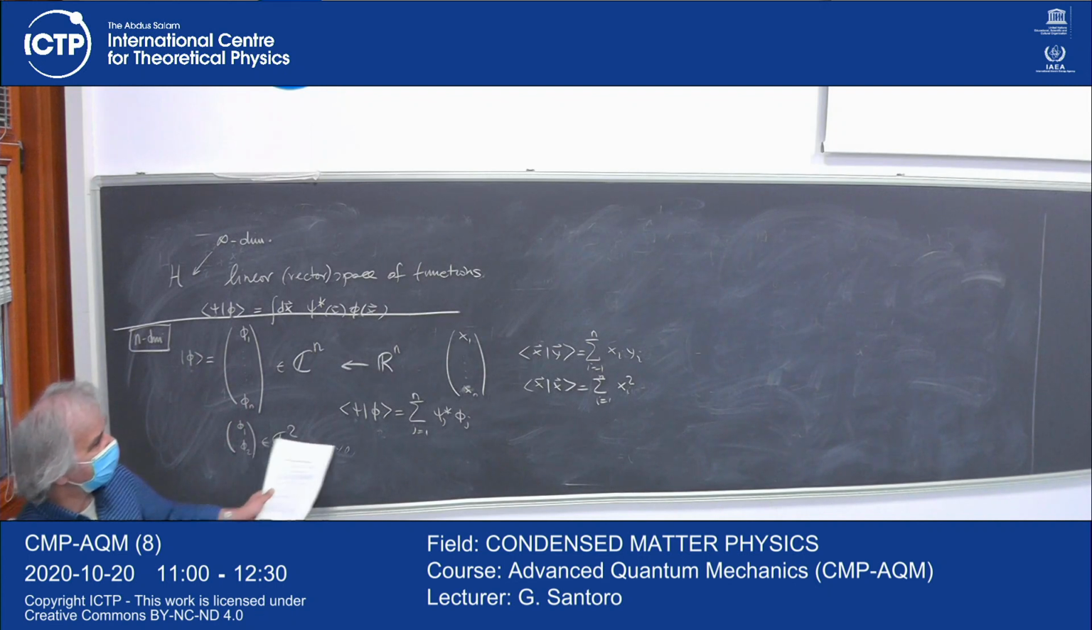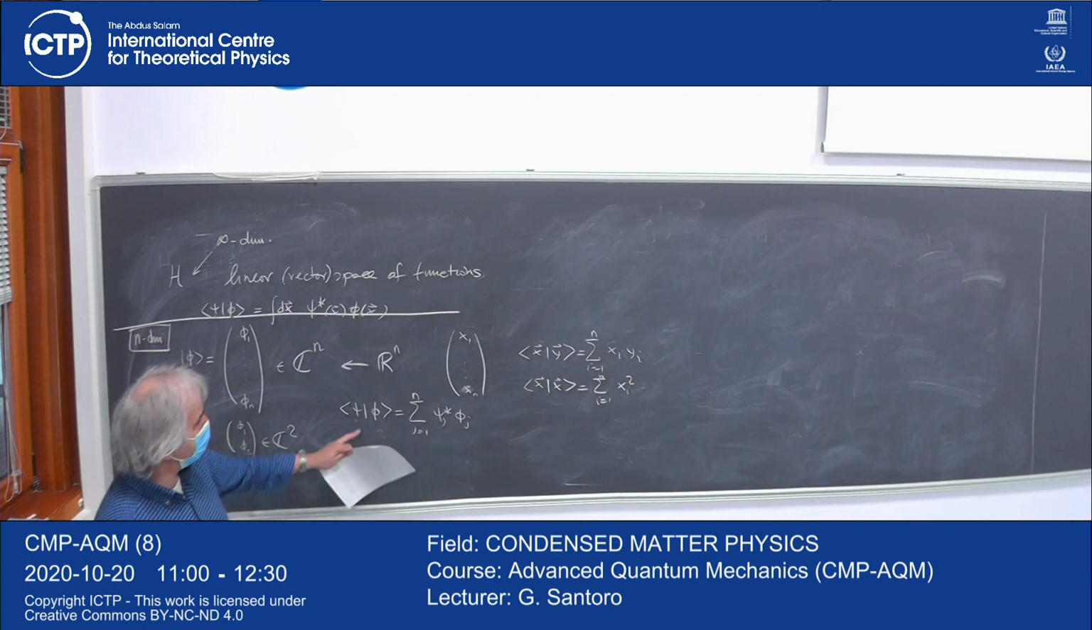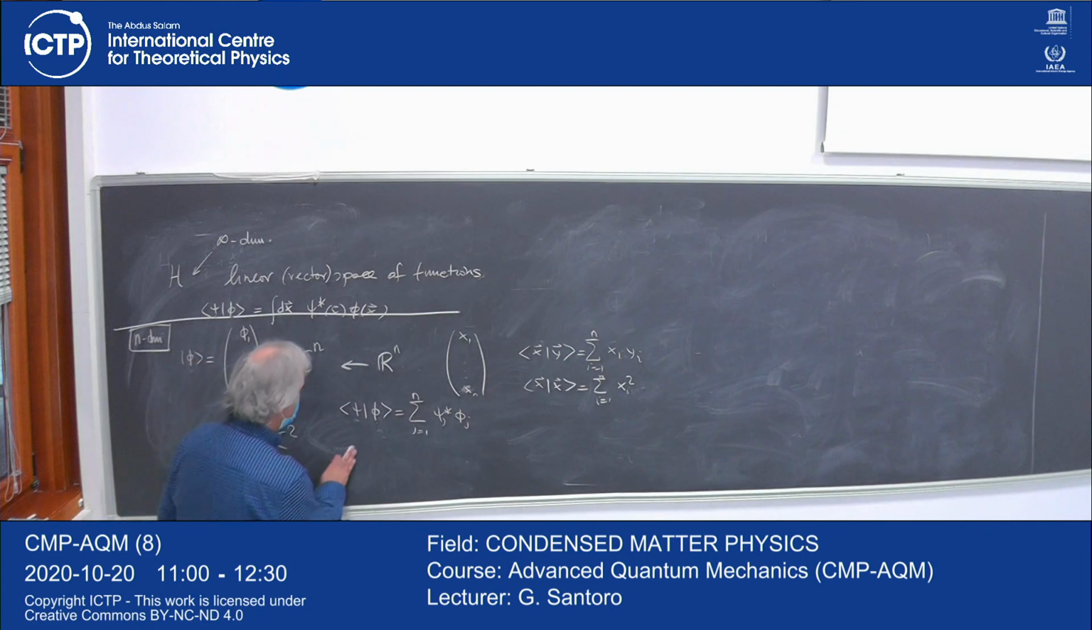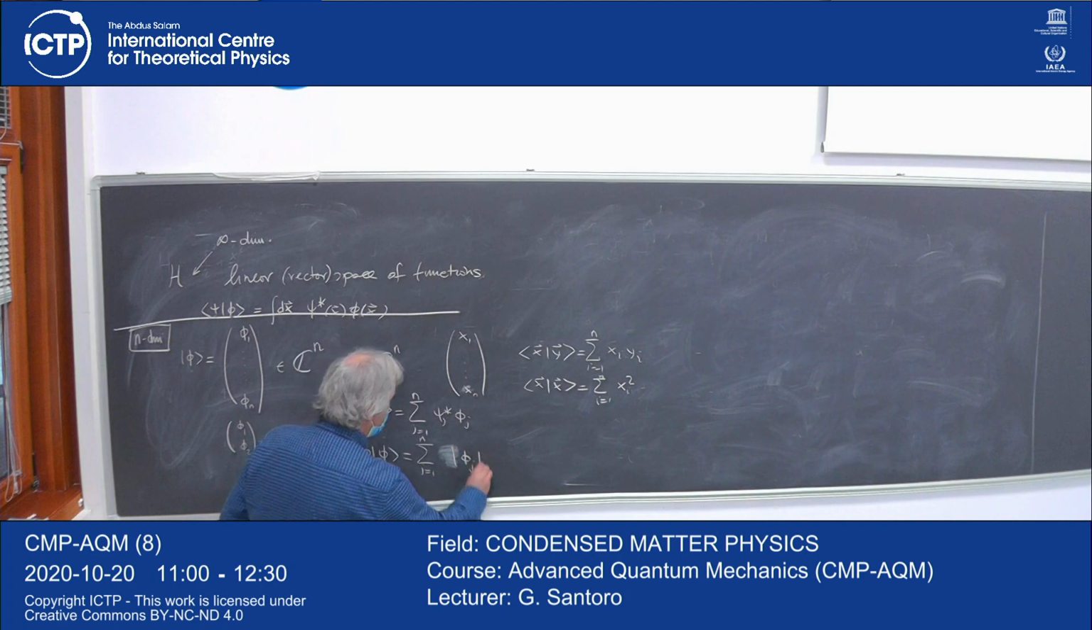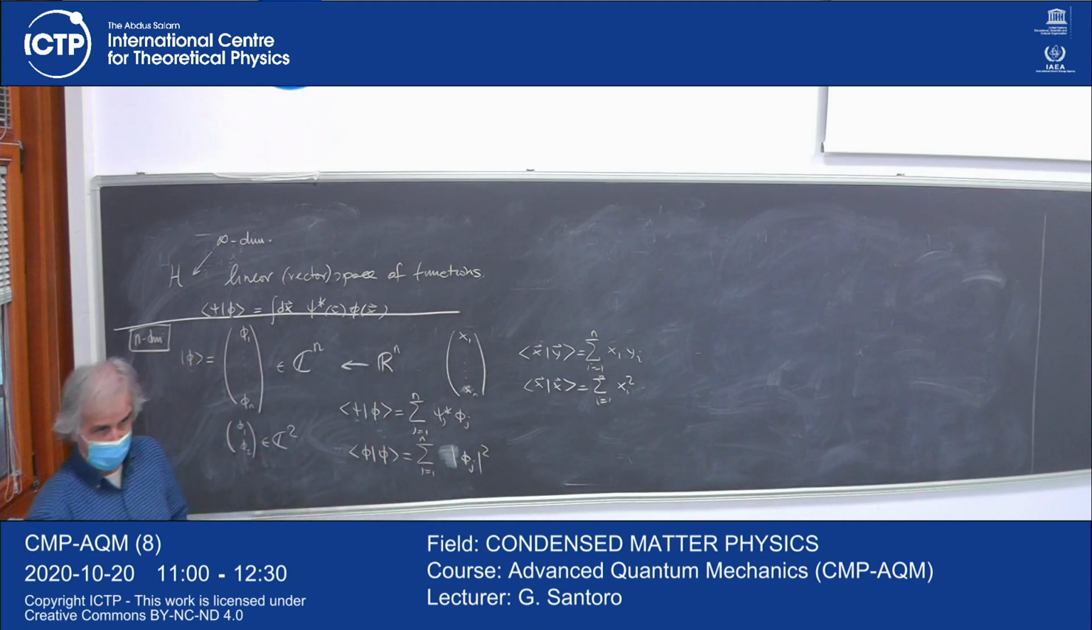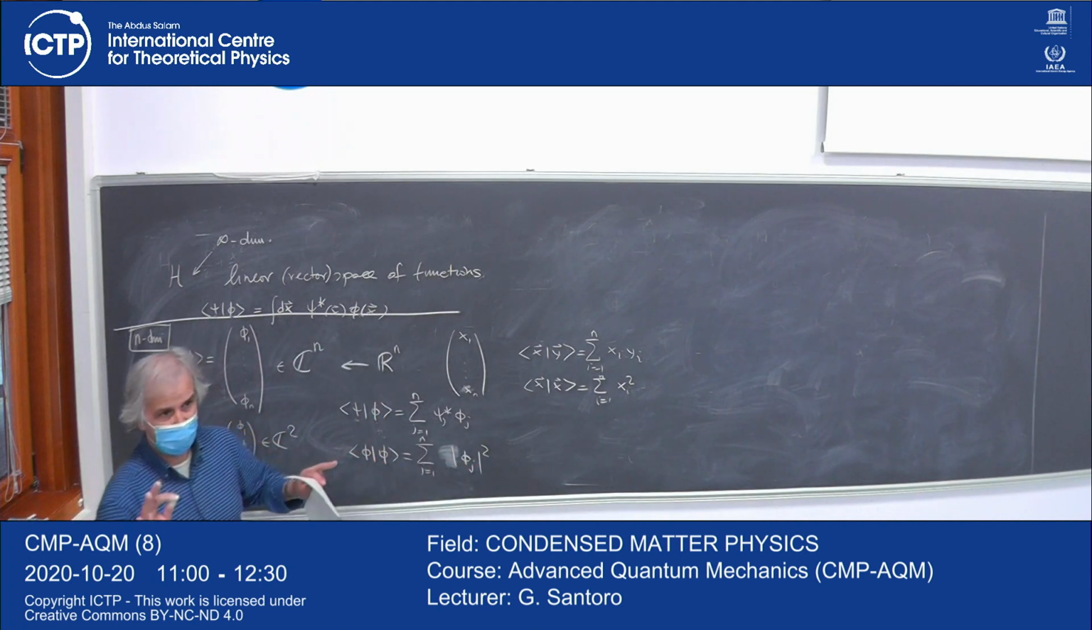The reason for this star here is that in this way, if I want, for instance, the phi element, this is equal to the sum over j, from 1 to n, of phi_j star phi_j, but this is the modulus square of phi. So this is a positive quantity, and this is the length of the norm, okay?